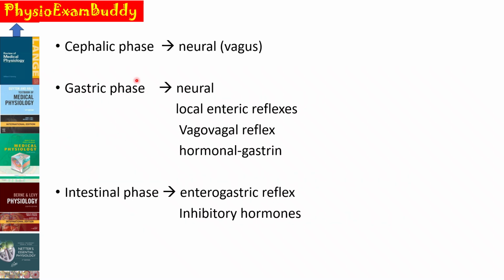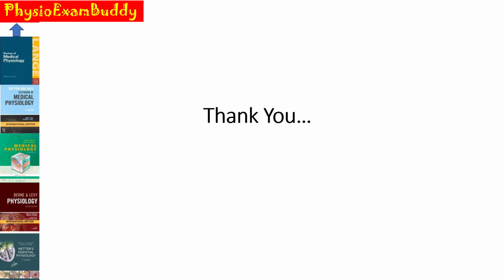So in short, the cephalic phase is under the control of the neuron or vagus nerve. Gastric phase, again neural control as well as hormonal control. Under neuron, you have to explain the local enteric reflexes as well as the vagovagal reflex. Under the hormones, mainly certain hormones, especially the gastrin. And in the intestinal phase, the regulation is mainly by the enterogastric reflex as well as certain inhibitory hormones. So please remember, in the intestinal phase, it is the inhibition of the gastric secretion happening. Thank you.